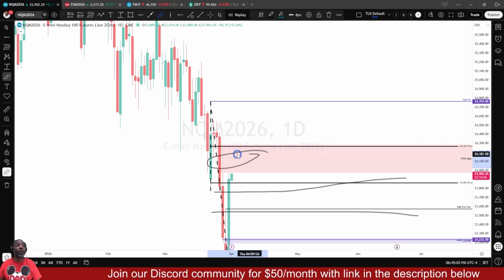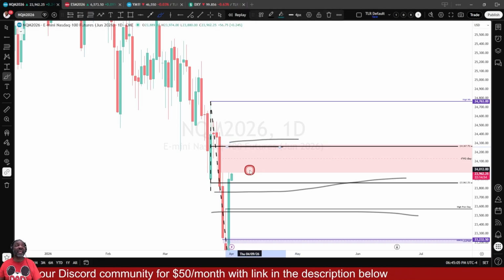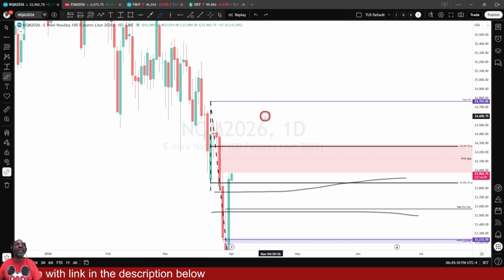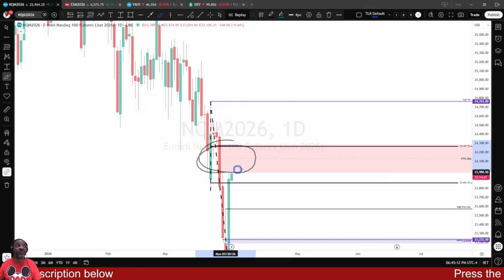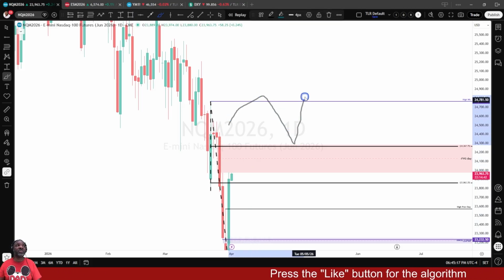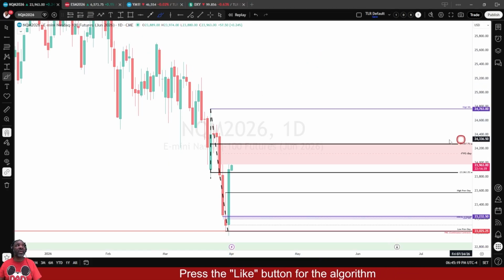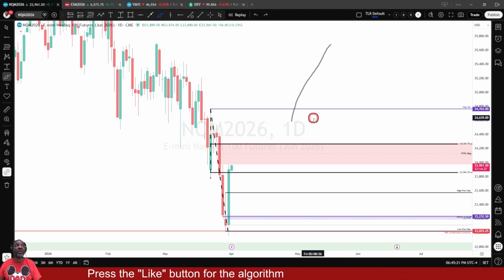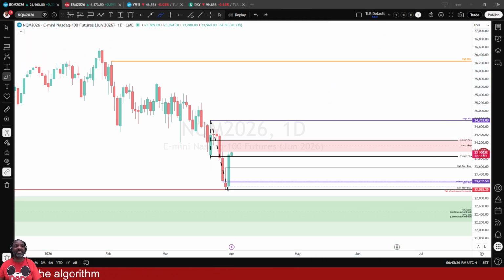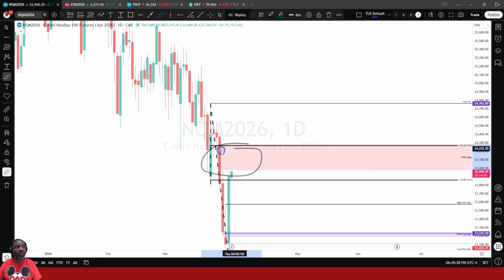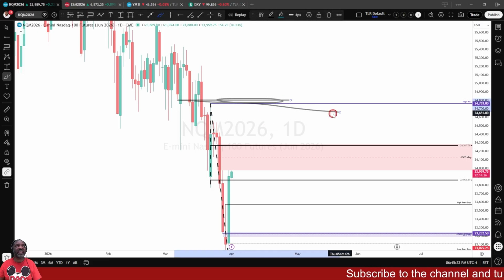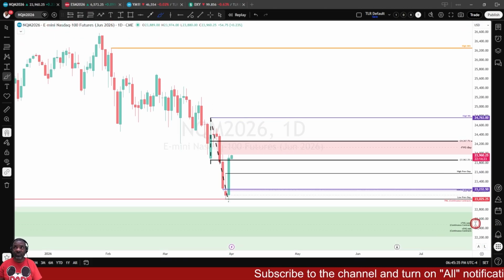But if we lose this and create an inversion, and we come up here and take out this high, now you're looking for this first one on this displacement down to become an inversion to use as support to take you up and push back through this balanced price range to mount a rally to continue higher, right? You don't want to see this become an inversion fair value gap. You don't want to see it take out this high unless that's what IPDA wants.